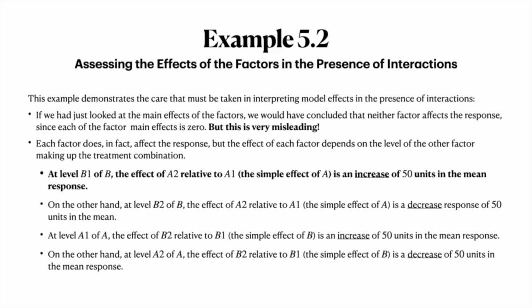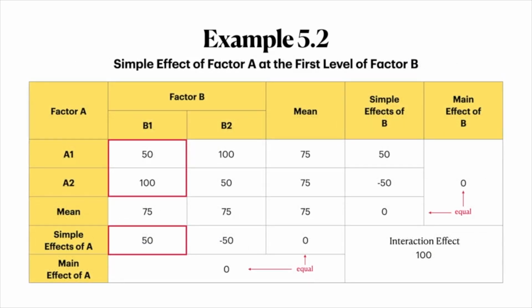In particular, at level B1 of B, the first level of factor B, the effect of A2 relative to A1, that is, the simple effect of A, is an increase of 50 units in the mean response. So we see that, for experimental units that would get the first level of factor B, B1, going from A1 to A2, that's a difference of 50 units in the response. That is the simple effect of A.